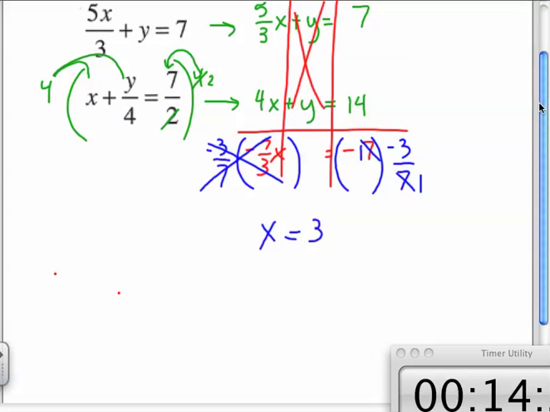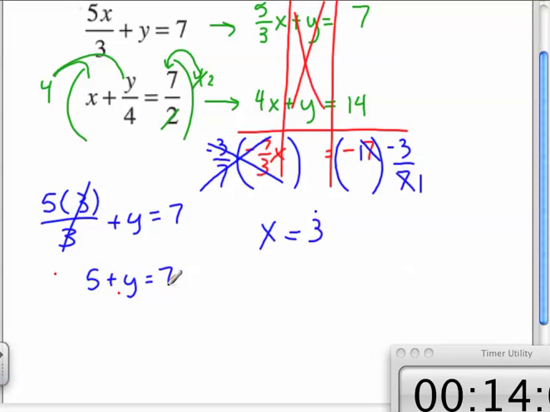It's 5 times whatever x is over 3 plus y is equal to 7. And remember, x was 3, so I'm going to put a 3 in here. Oh, look, that just cancels. So now I've got 5 plus y is equal to 7. Subtract 5 from both sides, and y is equal to 2. So my answer is 3, 2. Sensible? Does that make sense?